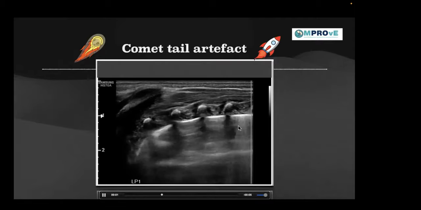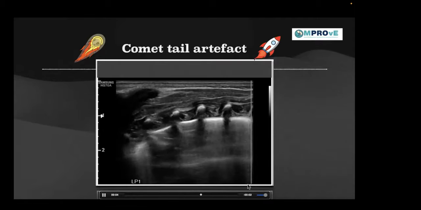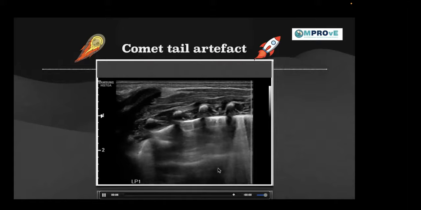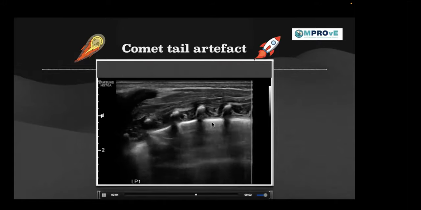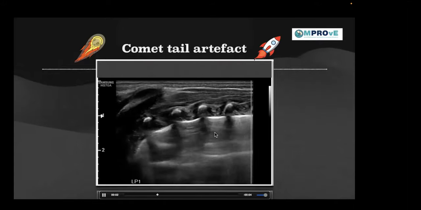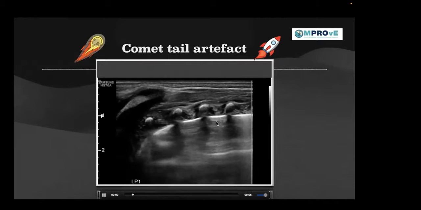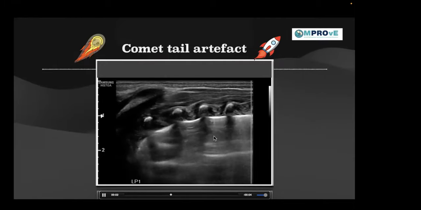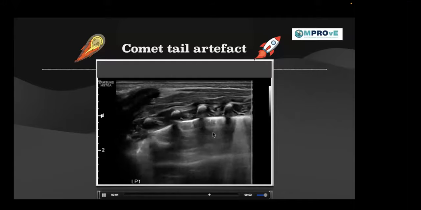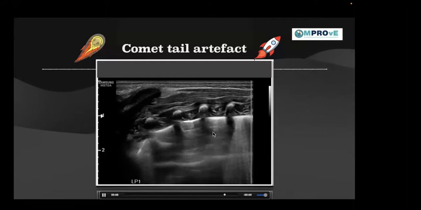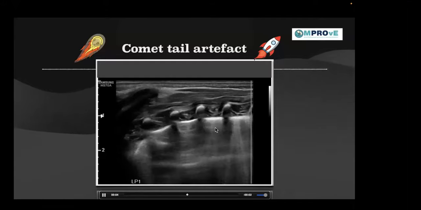So you can see there are, of course, some B lines there, which are reaching all the way to the bottom of the screen. But these are small, small rockets, which just terminate midway. That's where the comet tails or the lung rockets are.